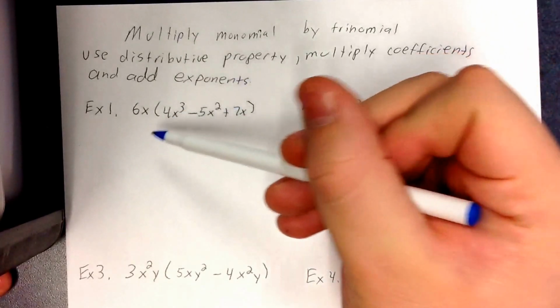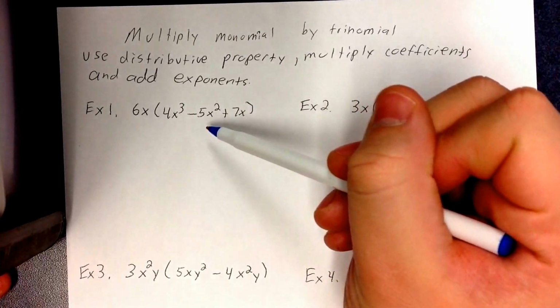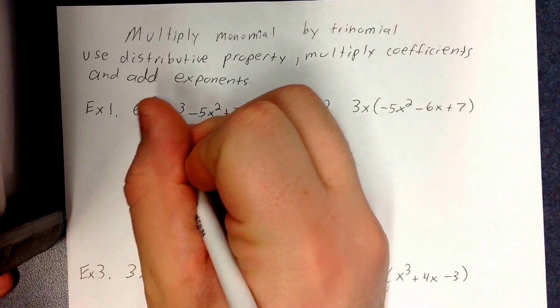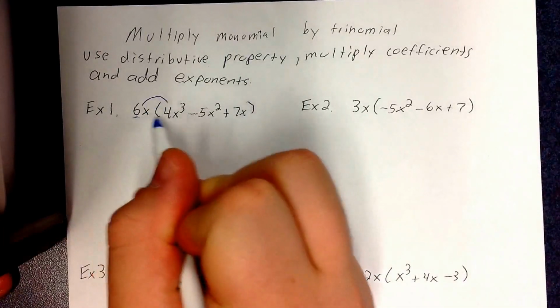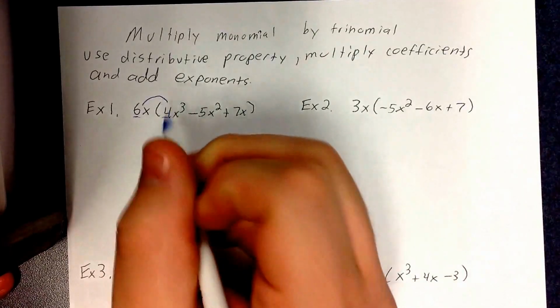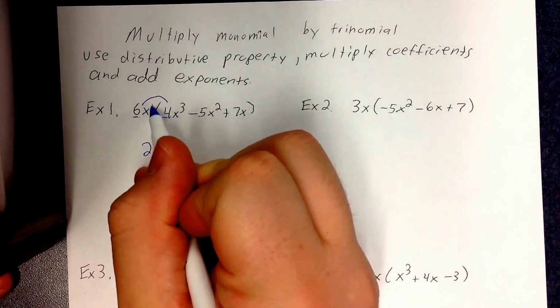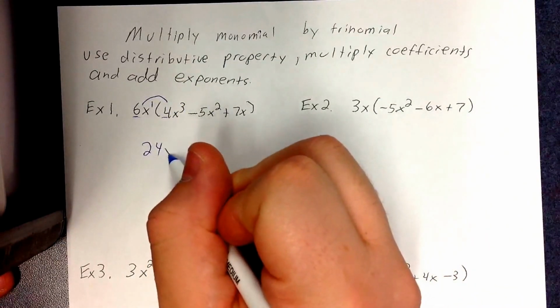So in example 1, 6x times 4x to the third minus 5x squared plus 7x. So again, 6x times 4x to the third. Well, this is like 6 times 4, because those are the coefficients, so that's 24. And then I add the exponents. Again, this is like x to the first. So 1 plus 3 is x to the fourth.